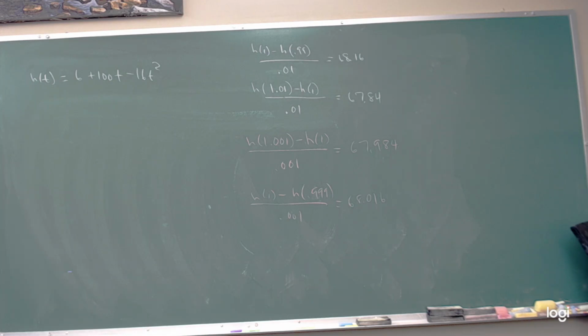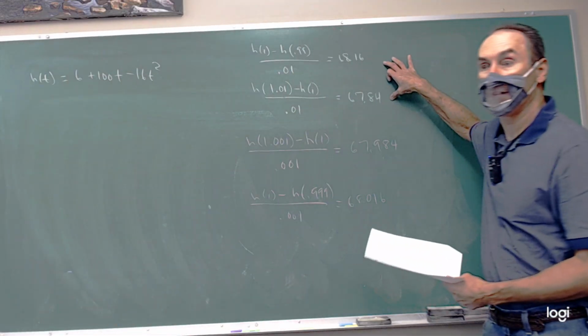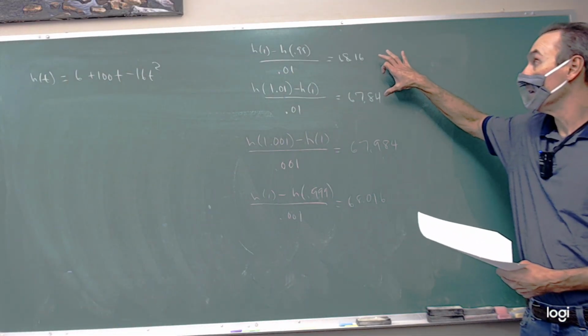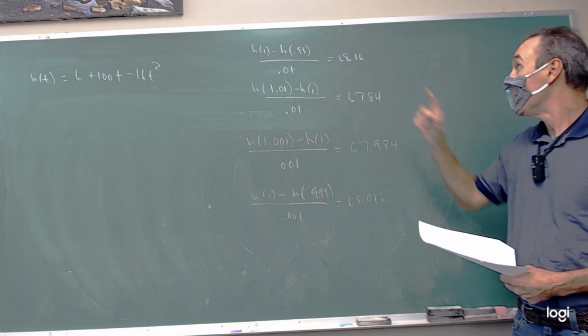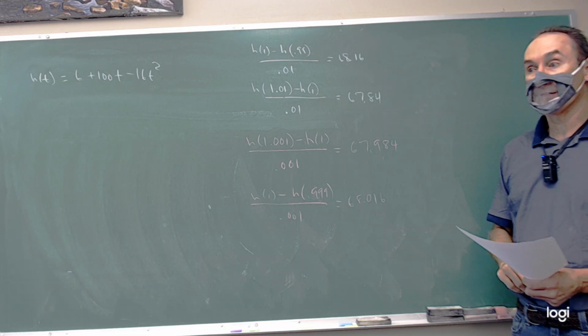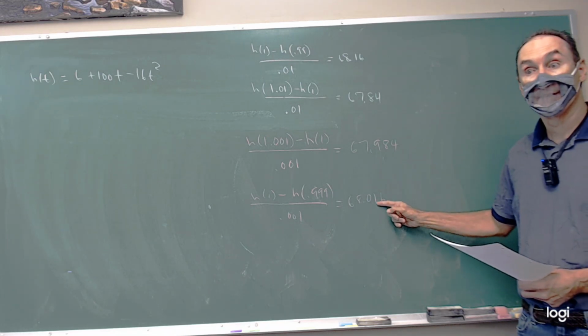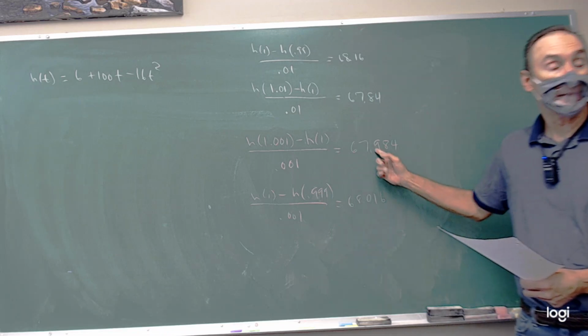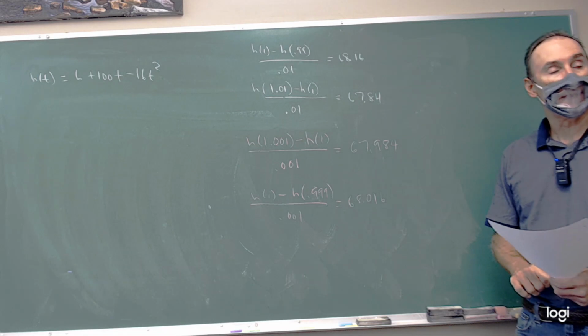So it looks anyway like our observation here that the instantaneous velocity at time 1 we thought looked like it was going to be 68, and this looks like it's confirming that. Because now we're even closer, and we have a better approximation, and these are both closer to 68.